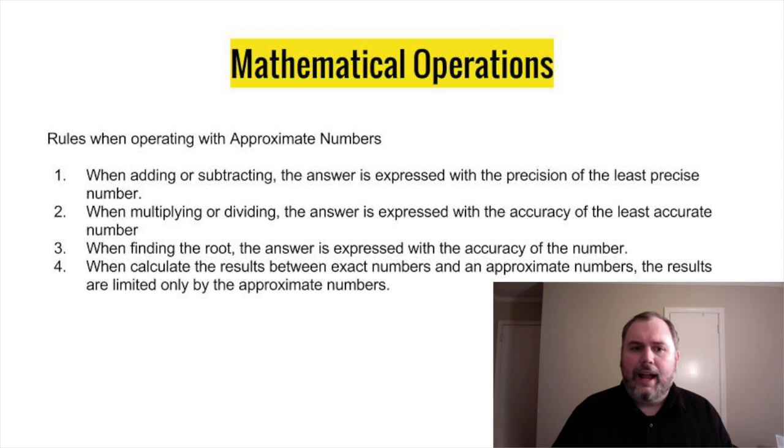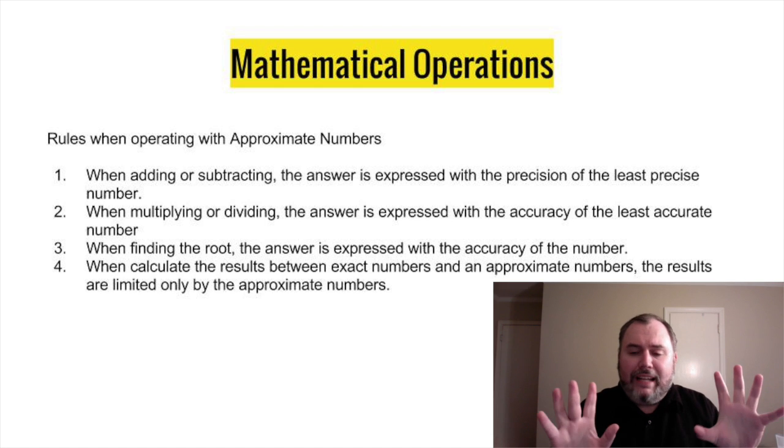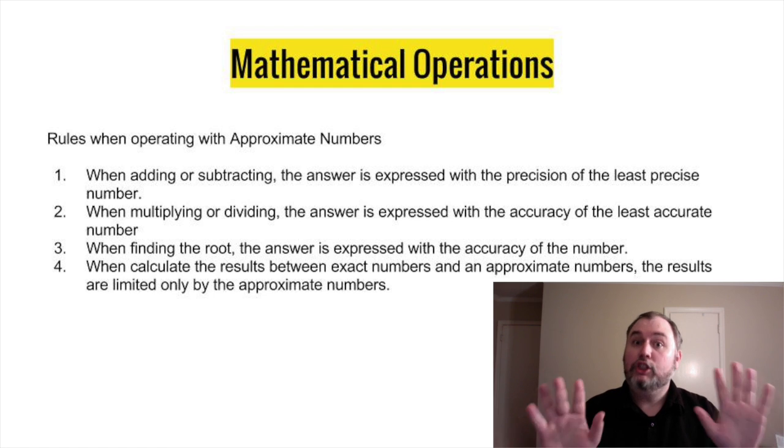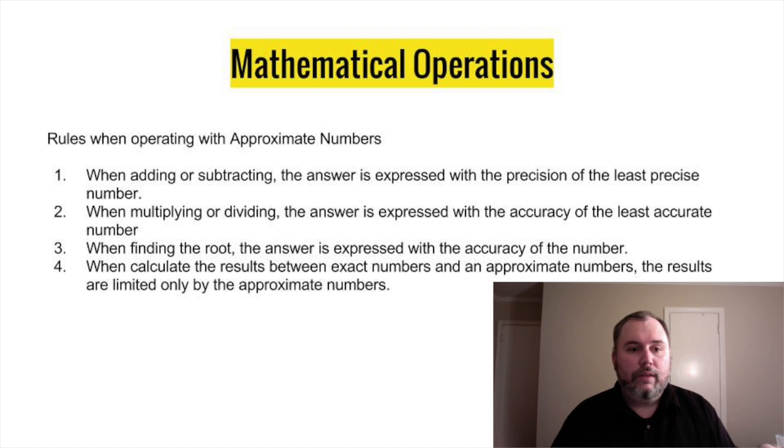When you add or subtract, once you're done with all that, you just simply round your final answer to the precision of the least precise number that you were working with. Right? Well, it's not that bad. We'll talk about that here in just a minute. Let's look at the next one. It says, when multiplying or dividing, the answer is expressed with the accuracy of the least accurate number. Again, I know your brain might hurt when you read that, but don't freak out. It's not that bad. So chill. All right. 3, finding the root, the answer is expressed in the accuracy of the number.